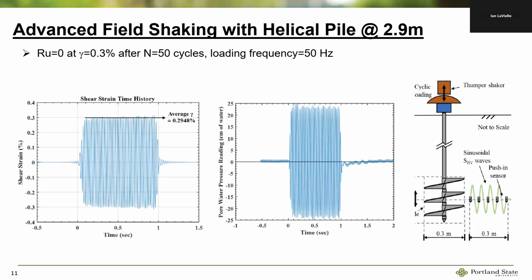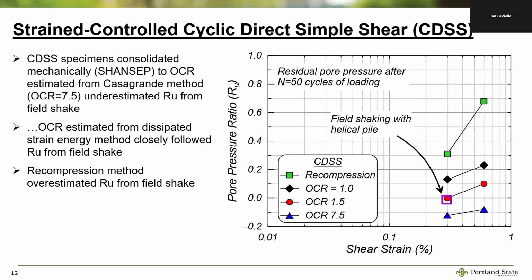So these are again the results that Sung showed in his presentation. Shear strains are about 0.2948, so roughly 0.3%. And when you look at the pore pressure ratios, it ends up being almost zero at the end of 50 cycles. If you put that point over here, that square is the data point from field testing. And when you compare it against OCR, it matches better with the OCR of 1.5 or 2 that we estimate using the strain energy method, and not necessarily the higher OCR.